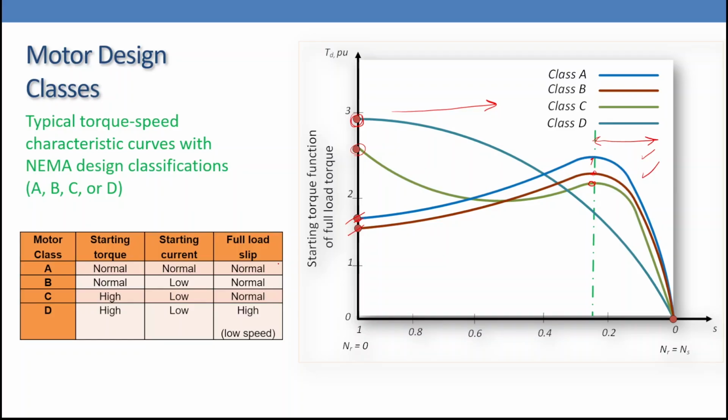Regarding the slip, Class A has normal slip, and definitely B and C are in this region, so the machine can operate at high speed, but Class D is operating at low speed. We are going to look at them one by one.